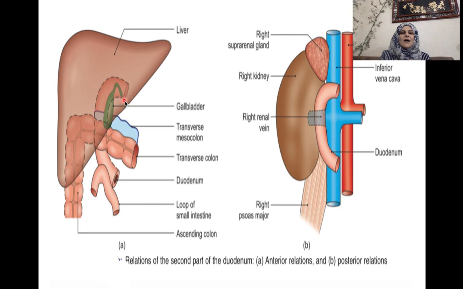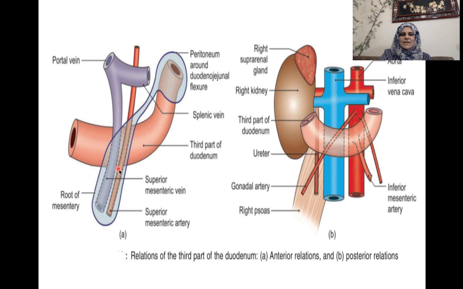When I come to the second part of the duodenum, I have a relation to the transverse colon, and a relation posteriorly to the kidney. When you come to the third part anteriorly, I have a relation to the root of the mesentery and to the superior mesenteric vessels, while posterior to it lie the inferior vena cava and the abdominal aorta with the gonadal vessels, and the beginning of the inferior mesenteric artery.